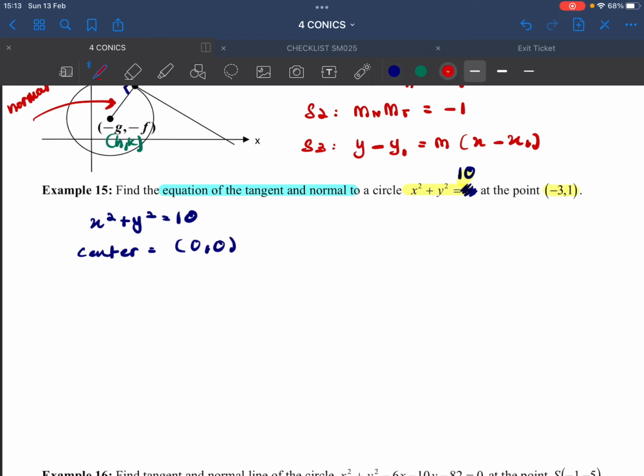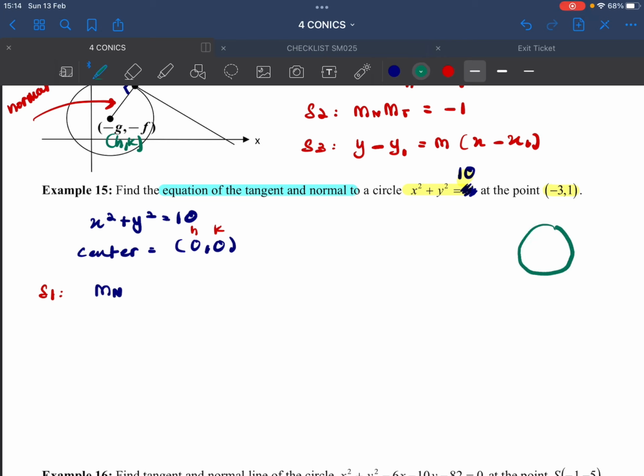As you know, this is your h and this is your k. So what we are going to do is find the gradient of normal. The first step is to find the gradient of normal first. So let's draw the diagram. For this subtopic, it is very helpful if you can draw the diagram.